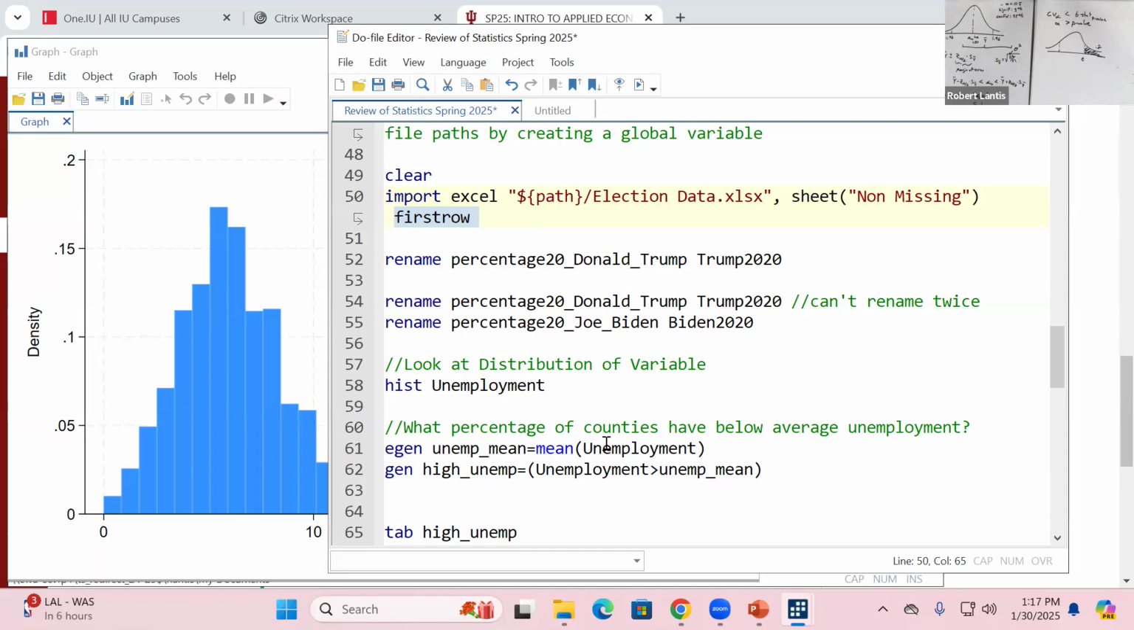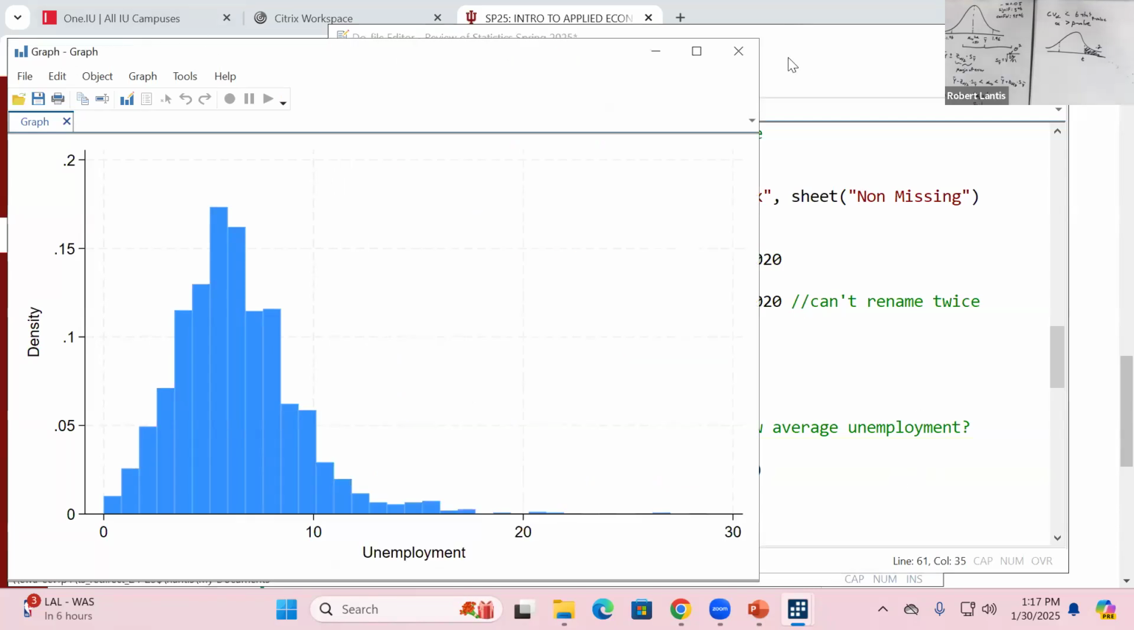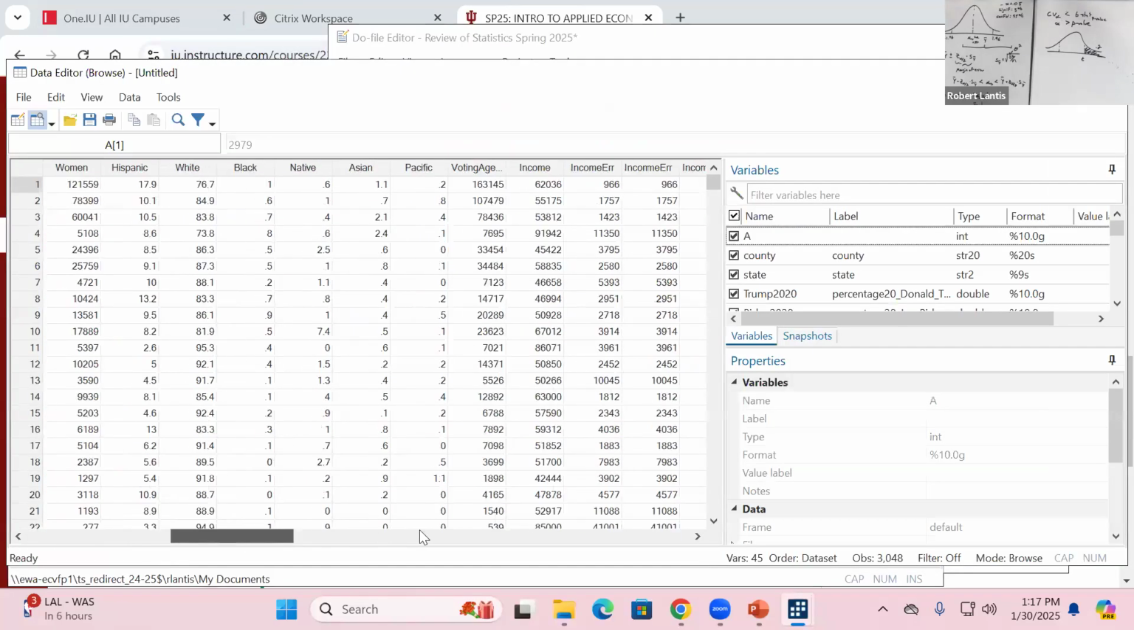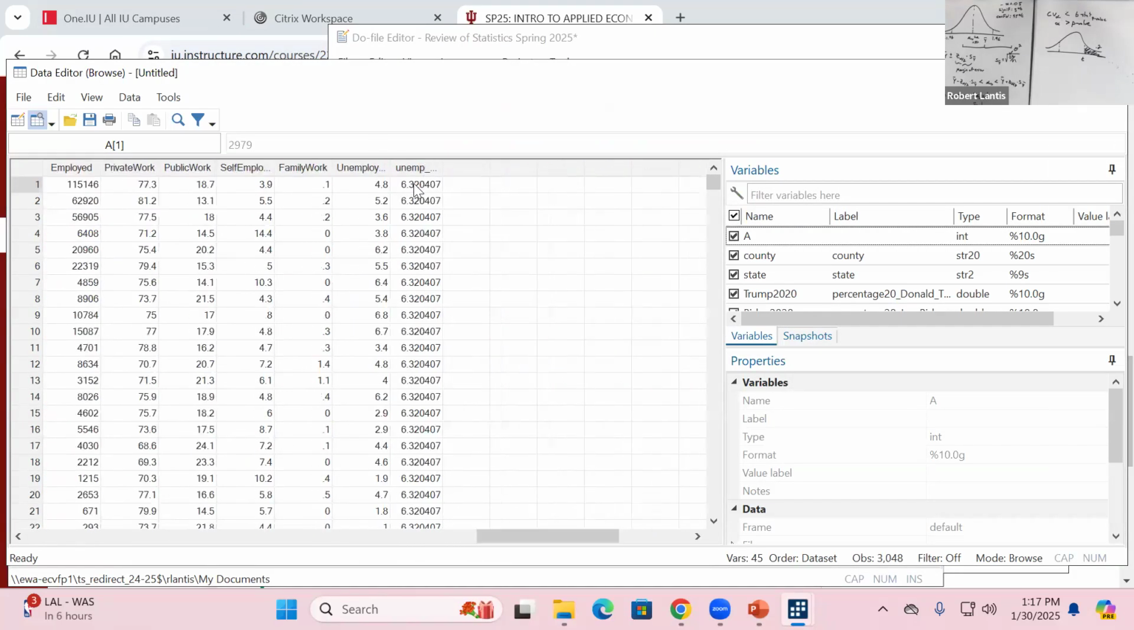Well, we already talked last week, right? Maybe it was last class. How do I create a mean? I can use this egen function, and I want to create whatever the unemployment rate mean is, and it's just equal to the mean of this unemployment rate variable. What that will do is create a variable that just puts in whatever the mean of the unemployment rate was for every single observation.